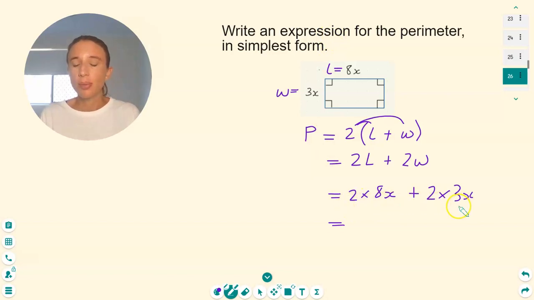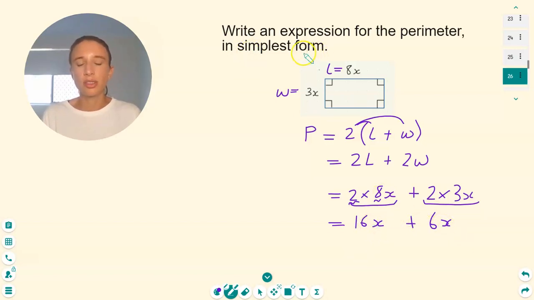Now let's use BIDMAS to simplify this a little bit more. So BIDMAS says multiplication must come before addition. So I'm looking at these guys. So 2 times 8x, well 2 times 8 is 16, x times 1 is x, plus 2 times 3, which is 6x. And can we simplify this further?